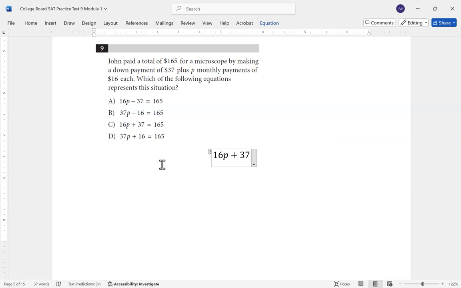So you could write that as 37 plus 16P or 16P plus 37. Either way is fine. And in total, he paid $165. So this equation of 16P plus 37 is equal to 165 would be an equation that represents this situation. And if you look at that, that's option C. So option C is the answer to question 9.